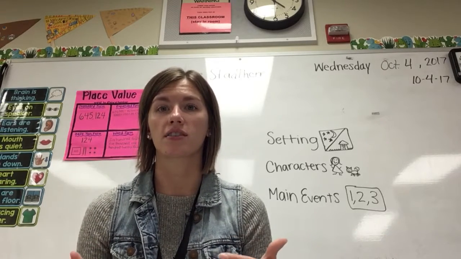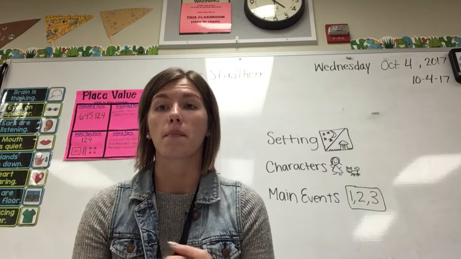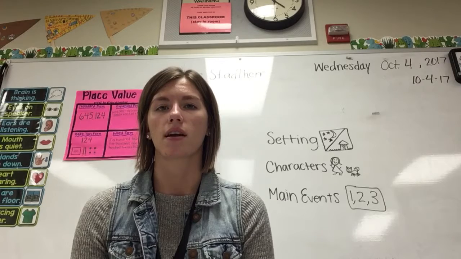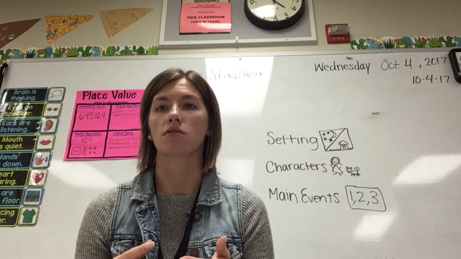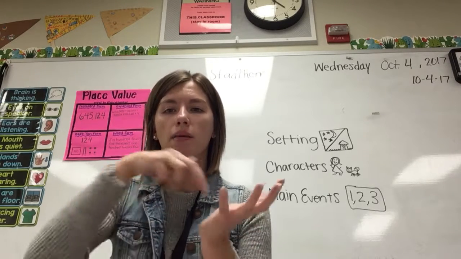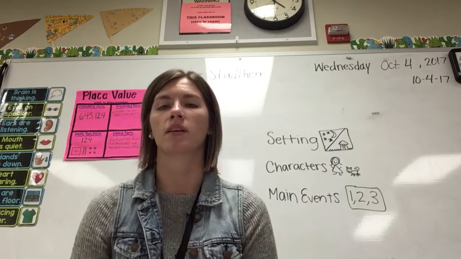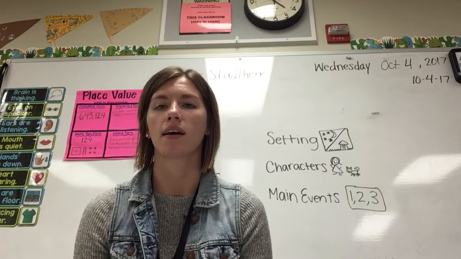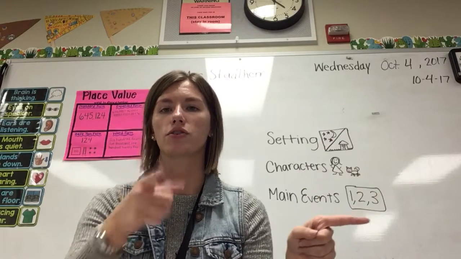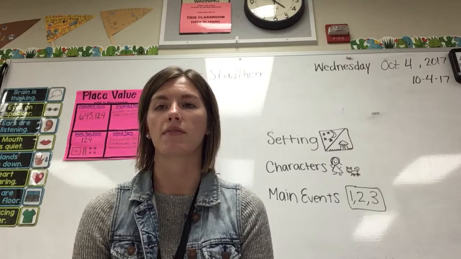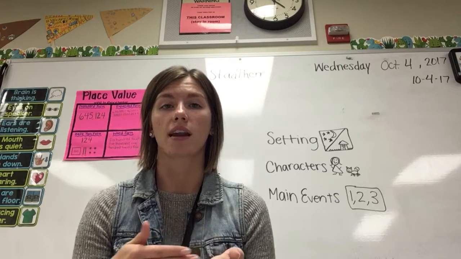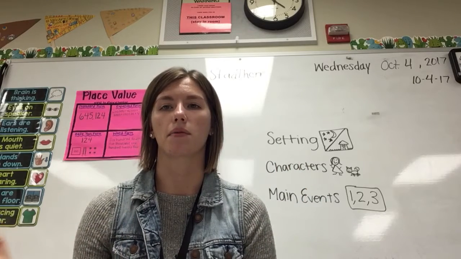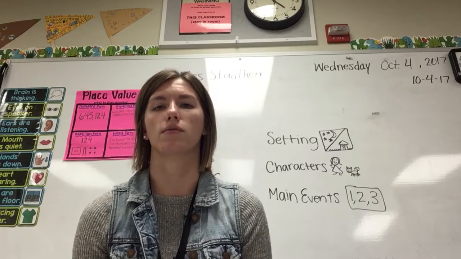Then we'll talk about characters, and we'll do the same thing. Characters are people, they can be animals, but they're all the people that are in the story. With characters, we'll also learn a hand signal, like people or animals walking. So that will be their hand signal. Every time they hear characters, they can associate with that. And main events would be like 1, 2, 3, you're pointing, because main events are the different things that progress throughout the story, such as what happened first, what happened second, what happened third, and so on and so forth.